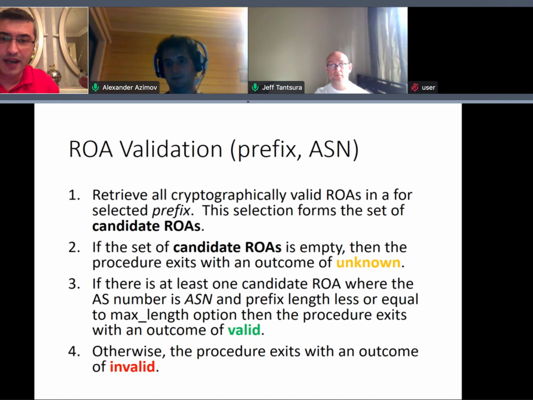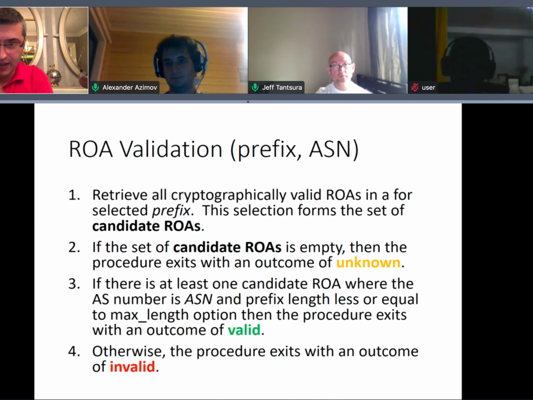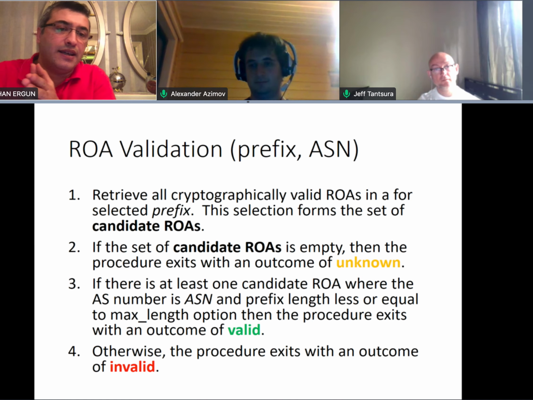Now, if a prefix comes, just as Alexander was explaining the states, there are 3 states we can have: unknown, valid, and invalid. Which means a prefix can be in unknown state if there is no ROA. A prefix can be invalid if someone other than the one in the certification is announcing with its own AS, so trying to cheat, and it is invalid. And if the length and the prefix match with the origin AS, it is valid.